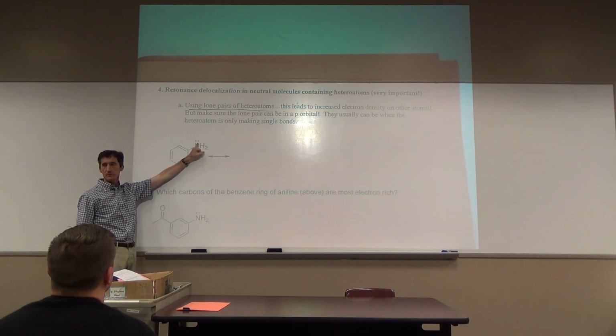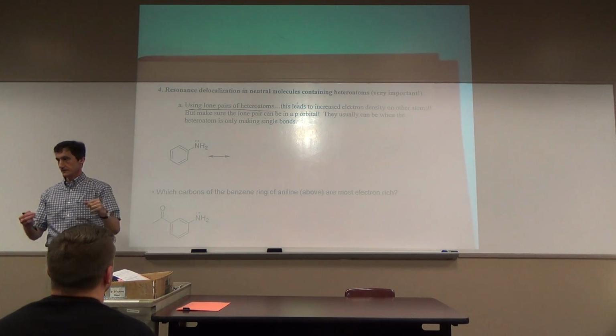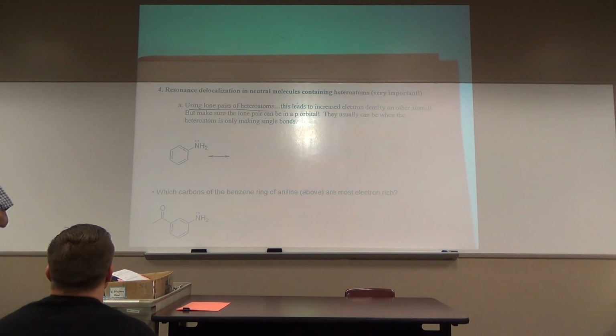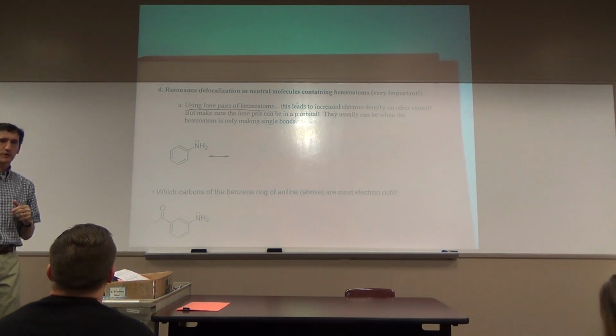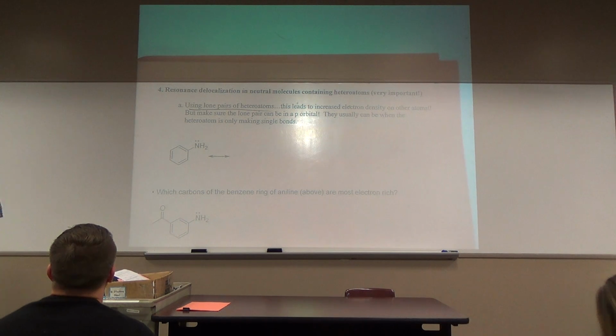Why does a lone pair want to be in a P orbital if it can? Because there's one next door. And that's called resonance. Yes. These lone pairs that are in P orbitals are great places to start with your resonance.